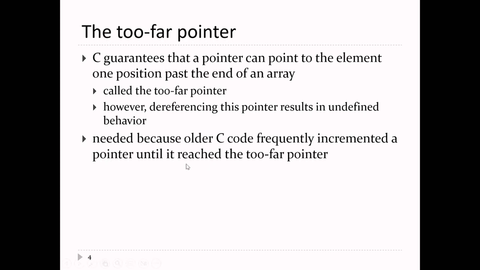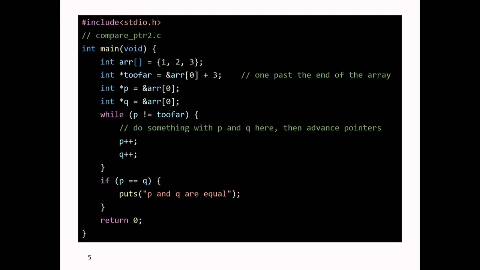Okay, so you need this because older C code frequently incremented a pointer until it ran off the end of the array. So here's a little example. Here's my array of int. It has 3 elements in it, 1, 2, and 3. The too far pointer you can calculate using the name of the array. So it's just ARR plus 3, or you can take the address of ARR 0 and then add 3. Either way, it's fine.